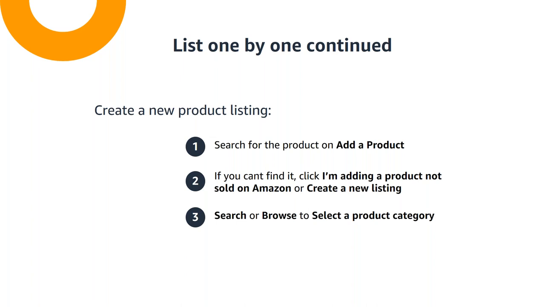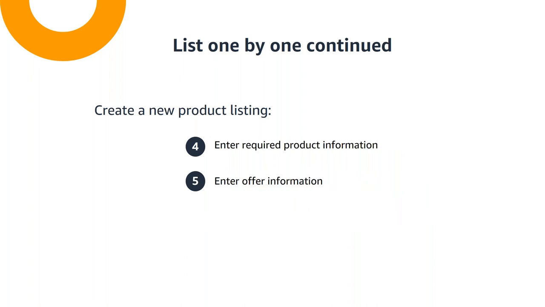Click the Select Category button next to the subcategory most closely matching your product. If you see a Lock and Learn More button next to a category, that means sellers need to apply for approval before listing the product type on Amazon. Click the button to get more information. Once you've selected your product category, you'll be brought to a new page with multiple tabs. This is where you'll enter full information for your product.